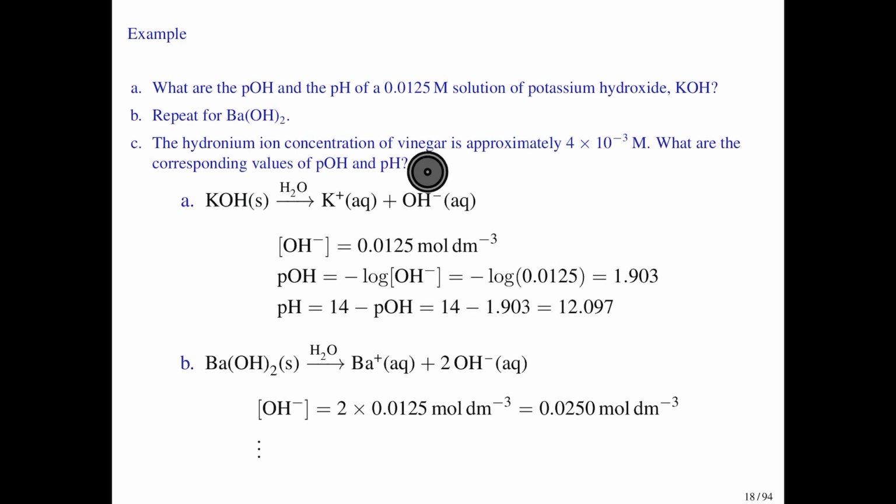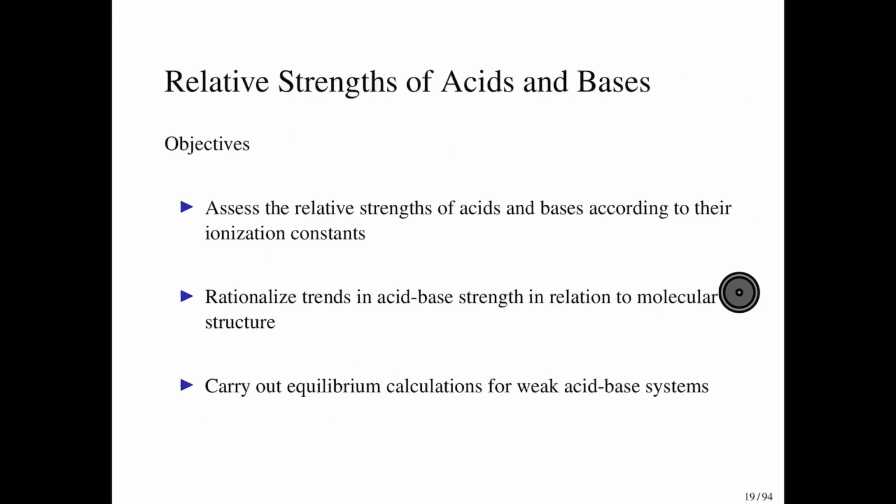And when there's a 1-to-1 relationship, you can just say that the hydroxide concentration equals the concentration of the potassium hydroxide. In this case, there's a 1-to-2 ratio. And so the hydroxide concentration will be twice that of the concentration of the base. And so we need to take that into account before we calculate the pOH. So the common mistake is to forget about this factor of 2 that you need for the barium hydroxide. After that, the problem is identical to the previous one, and so I'll just leave that as an exercise for you to work out. Okay, so we'll stop this one here.